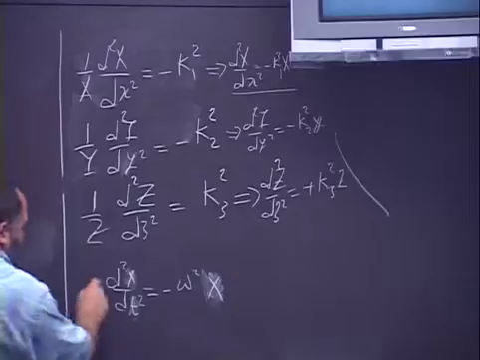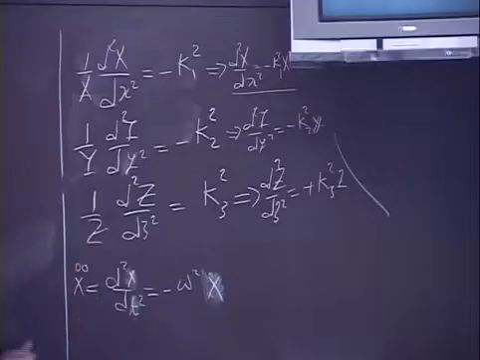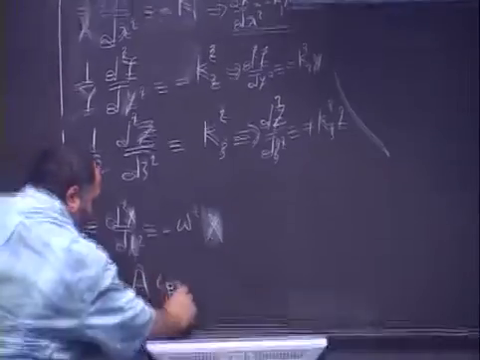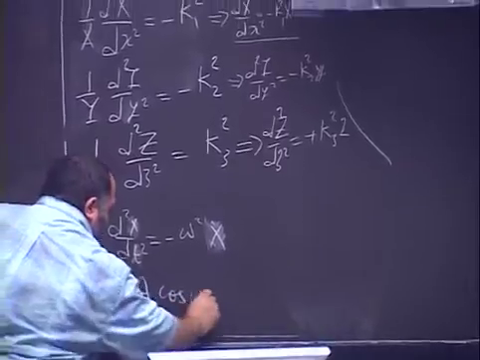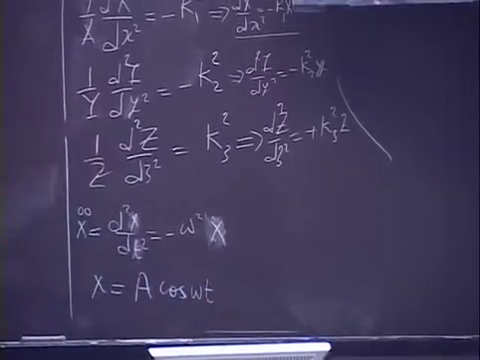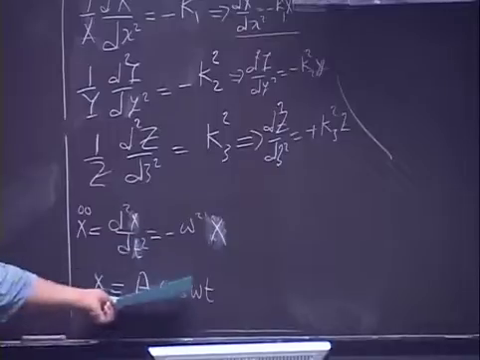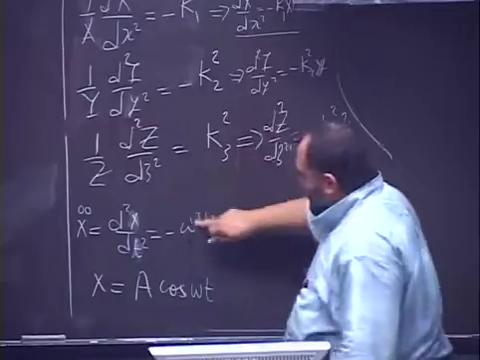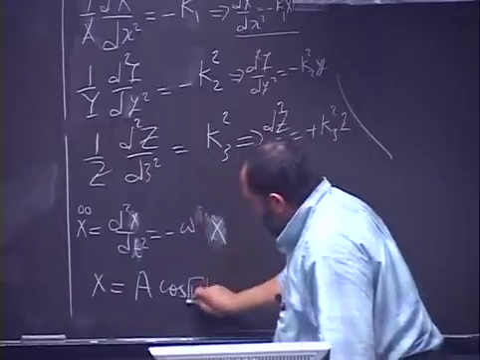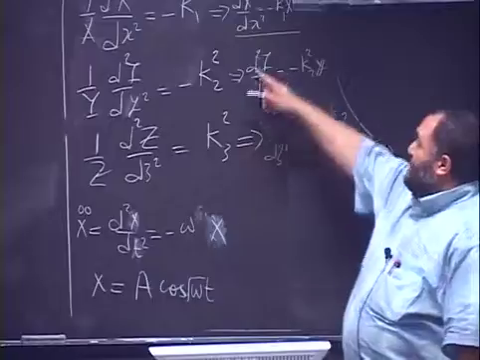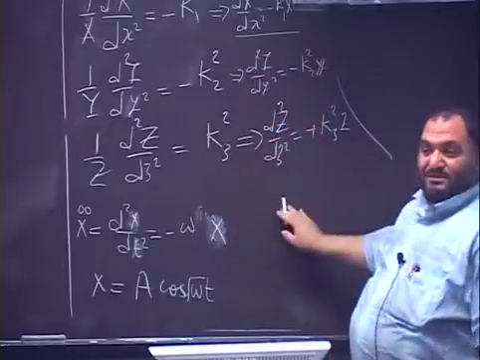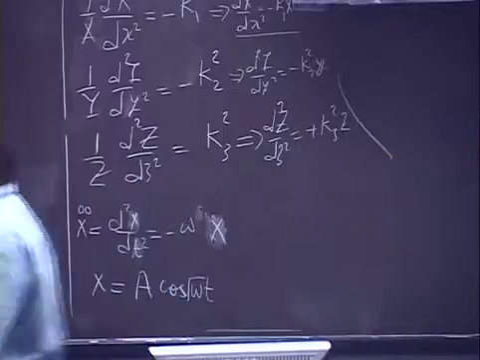And this is what? X double dot equal to negative omega squared x. And the solution for this is x equal to a cosine of the square root of omega squared, which is omega, multiplied by t. This is why we picked it to be squared, because you have to take omega squared here. Otherwise, if you just make this omega, you would need a square root. So this is why we picked k1 squared, k2 squared and k3 squared. Did you understand, guys? So now, let's continue the solution.